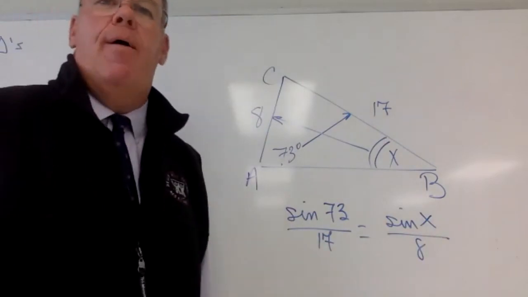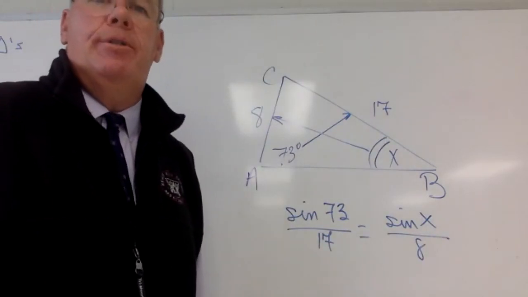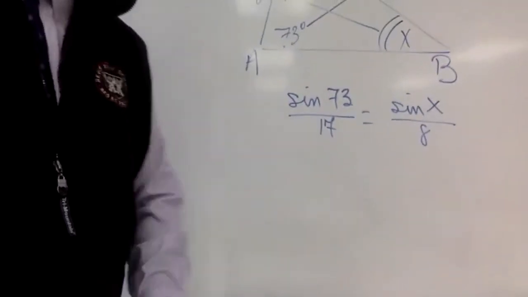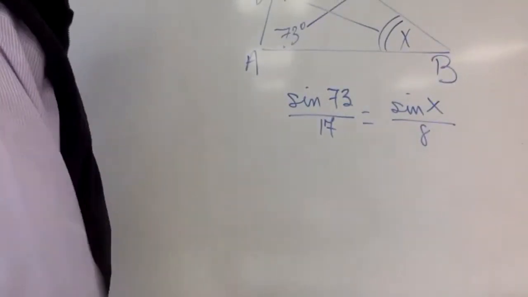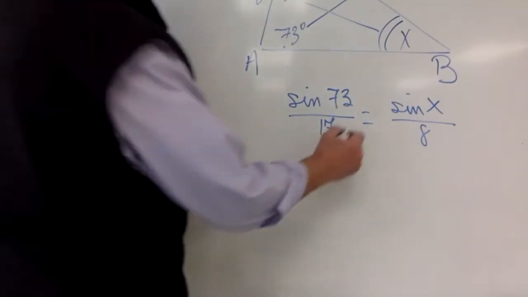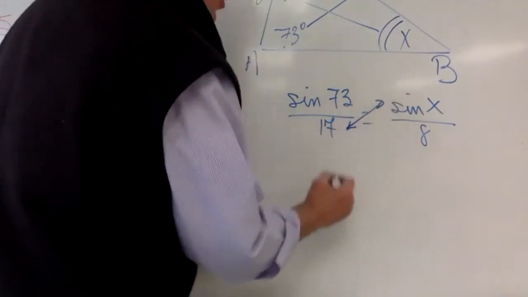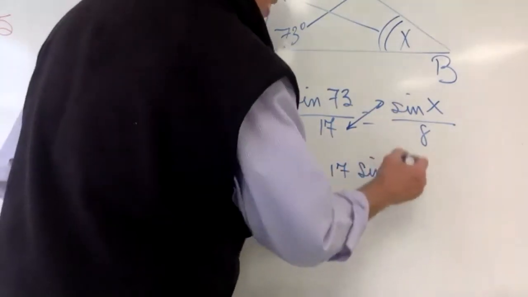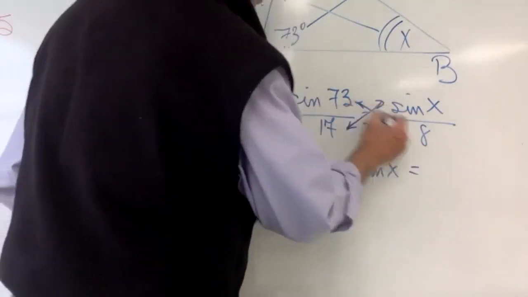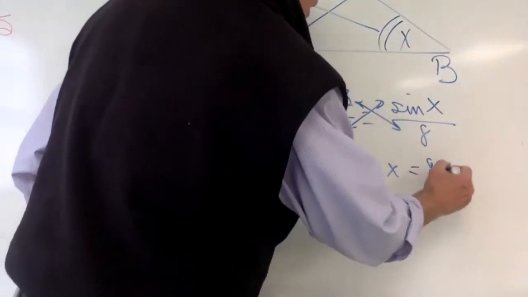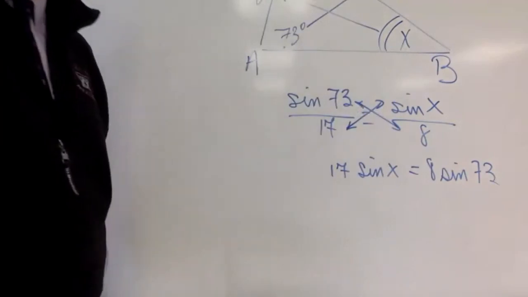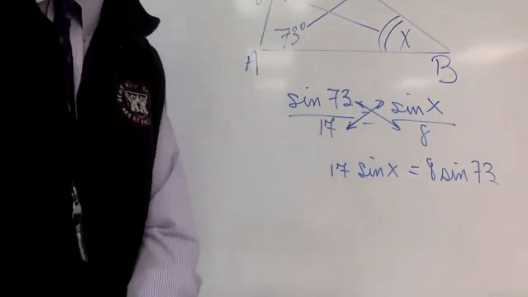Matthew, that makes sense? Yes, sir. So now what do I got? I got an equation between 2 ratios. How do I solve that? Cross multiply. So I got 17 times the sine of x has to be equal to 8 times the sine of 73. Make sense, Matt? Yes, sir.